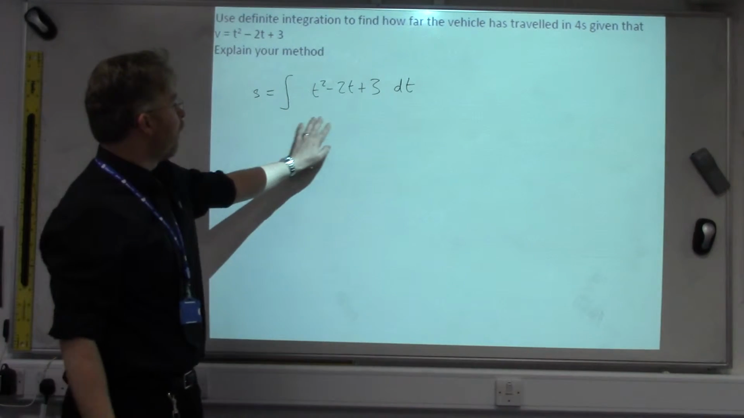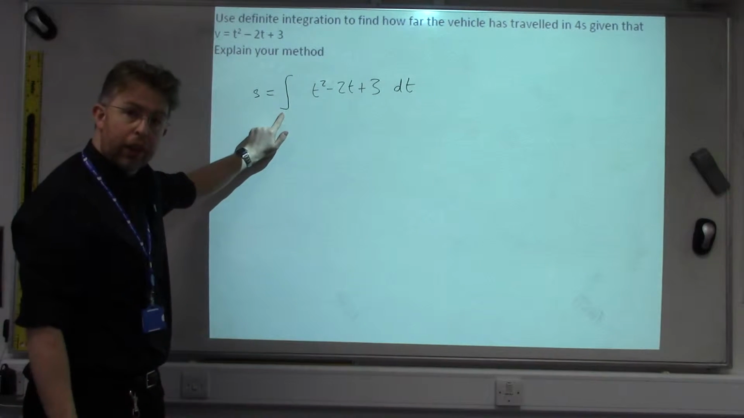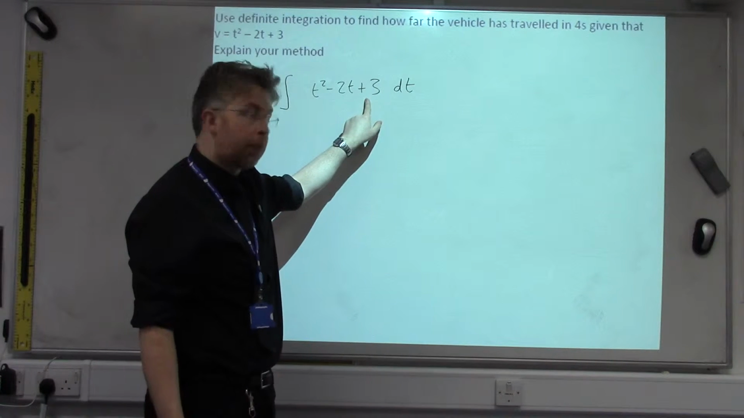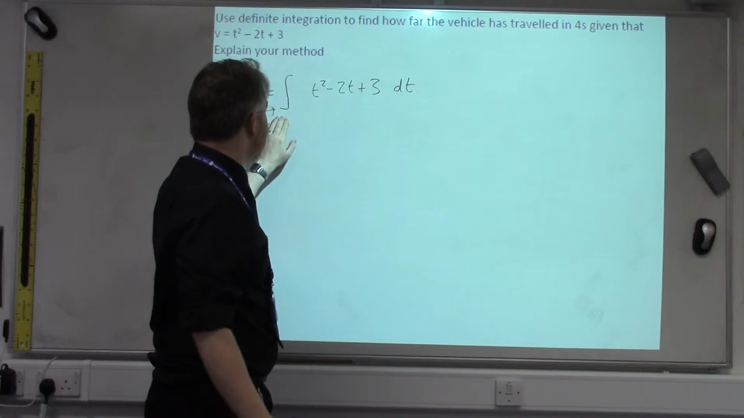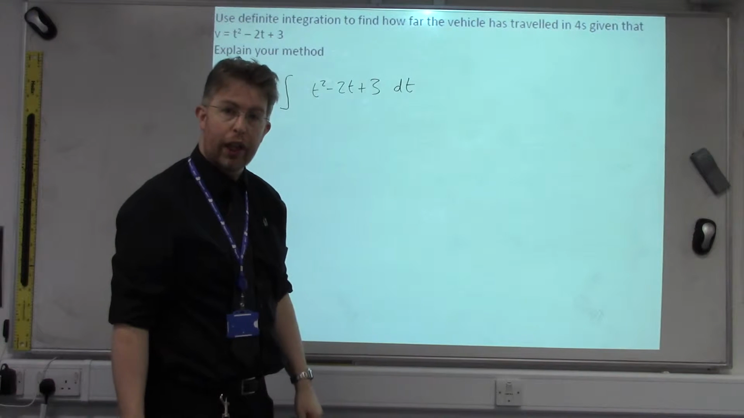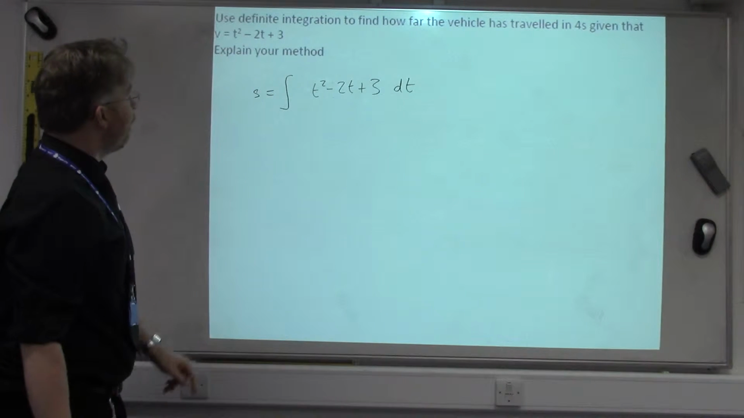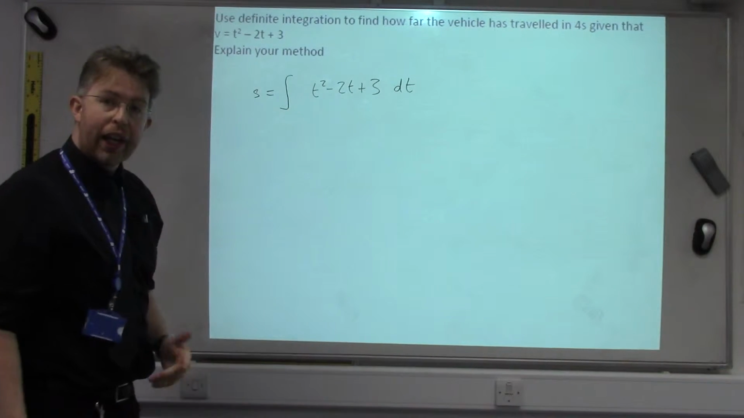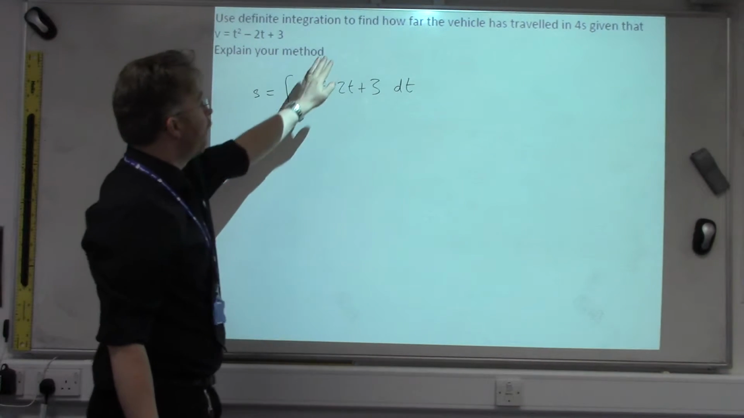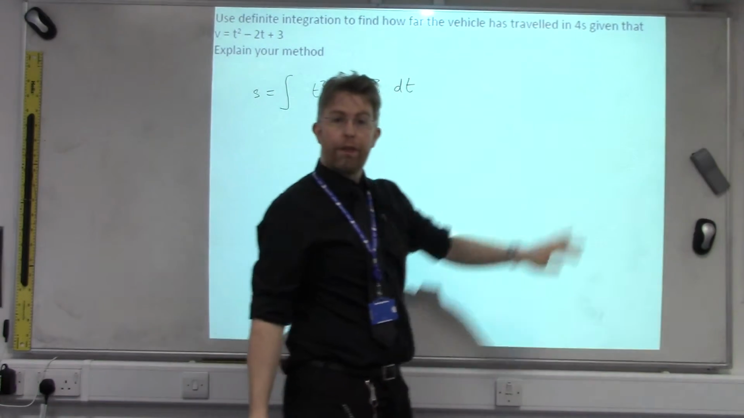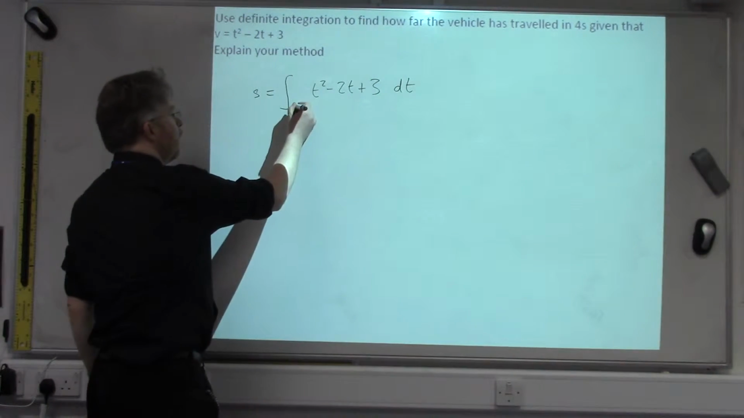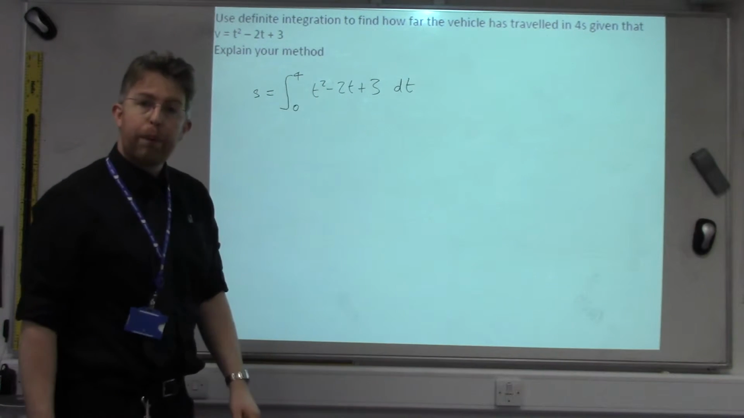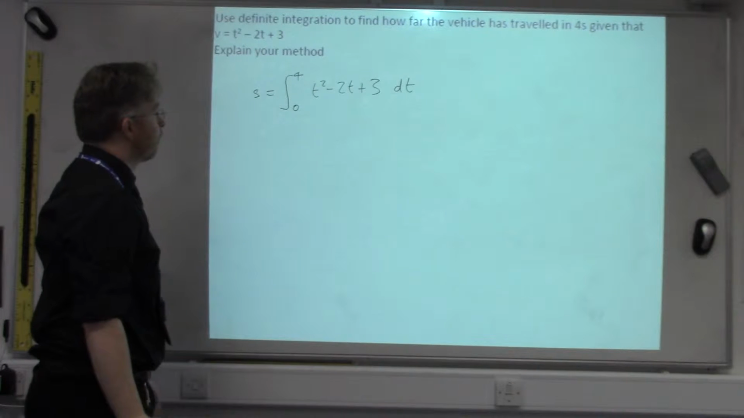Now, when we're writing an integral, we have an integral symbol at the start. We have a dt at the end if we're integrating with respect to t. So in a sense, these symbols are like mathematical shorthands. Now for a definite integration, we need limits on here, what we're integrating between. Now we're trying to find how far the vehicle has travelled in 4 seconds. So we're starting at 0 seconds and we're going up to 4 seconds.